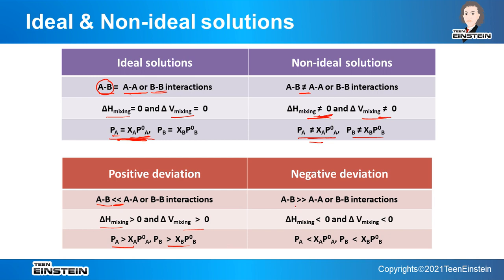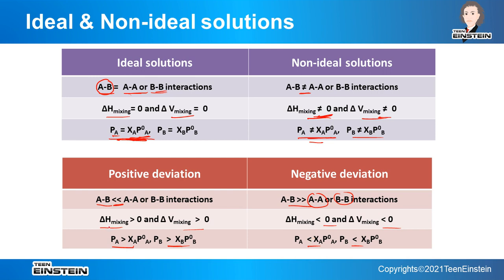And if it is negative deviation, this is opposite, that is, now the interaction between A and B will be greater than the interaction of AA or BB. And del H mixing will be less than 0, and del V mixing is also less than 0. So here all these things are less than 0. So under non-ideal solution, there may be two types of deviation from the ideal situation. One is positive deviation, another one is negative deviation.